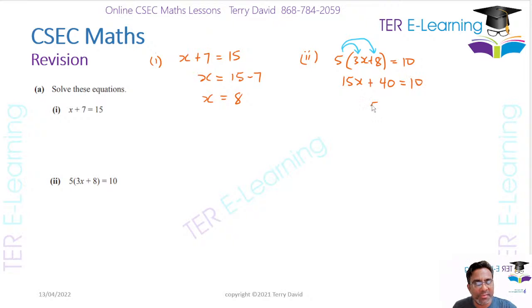So therefore 15x is equal to 10 minus 40. So 15x is equal to 10 minus 40, which is going to give you minus 30. And therefore x is minus 30 over 15. So therefore x is equal to minus 2, right? So this is a simple equation that we try to solve here, right?